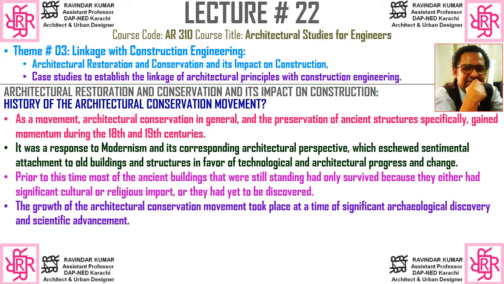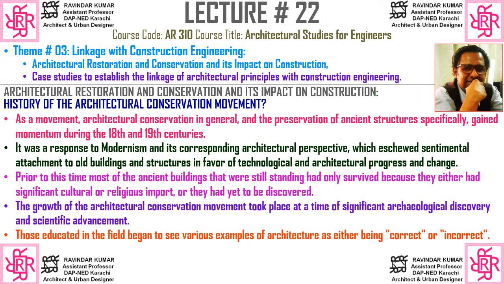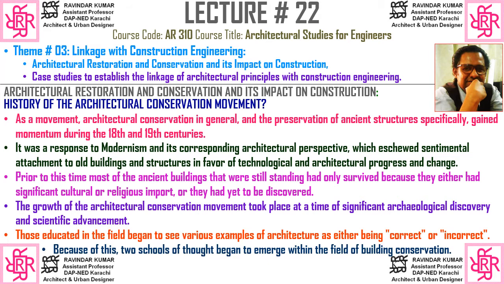The growth of the architectural conservation movement took place at a time of significant archaeological discovery and scientific advancement, because many old archaeological discoveries took place and old cultures were discovered. Those educated in the field of architectural conservation began to see various examples of architecture as either being correct or incorrect. Because of this, two schools of thought began to emerge within the field of building conservation and architectural conservation. These two different schools of thought are the preservation of the architectural monument, or conservation, and the restoration of the architectural monument.